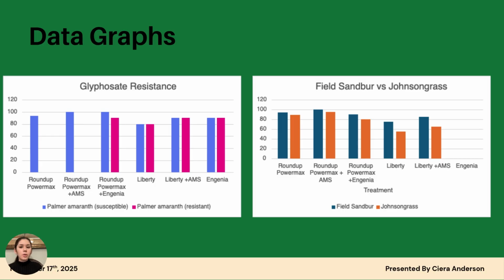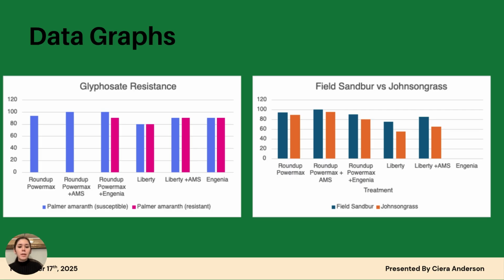So here for my data graphs, I broke it into two different categories. The first one was the glyphosate resistant and non-resistant Palmer amaranth. Here you can see for Roundup PowerMax plus Roundup PowerMax with AMS, the susceptible Palmer amaranth is very effectively treated. But for the resistant, it did absolutely nothing. When you move over to the different types of herbicides used in combination, it is a better match, but the best match would be the Roundup PowerMax plus Engenia.